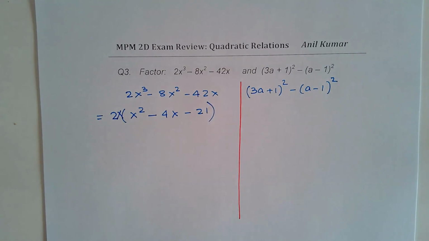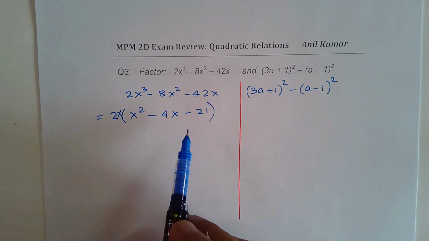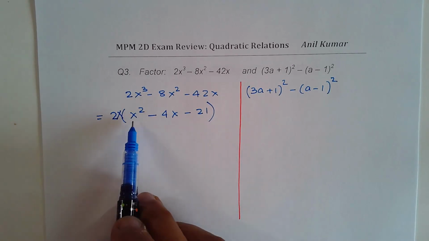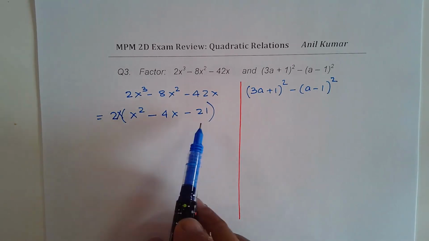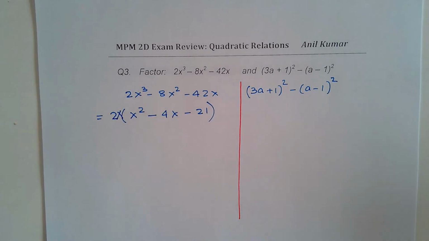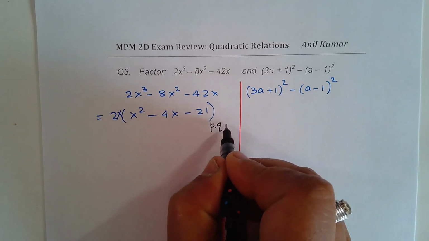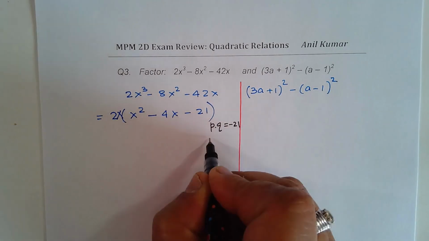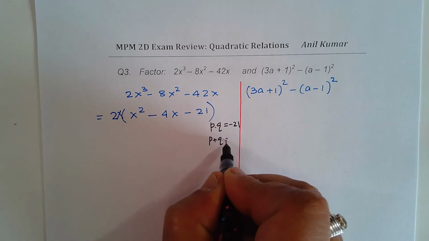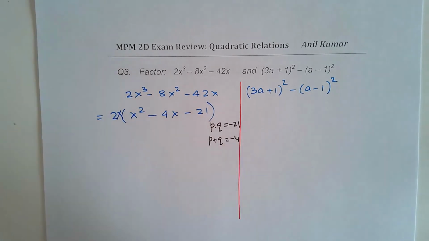Now what you get is a quadratic expression where the coefficient of x squared is 1. So we are now looking for two numbers, let's say p and q, whose product is minus 21 and whose sum is minus 4. So what are these numbers? Well, 7 times 3 can work for us, right? So 7 times 3 can work.